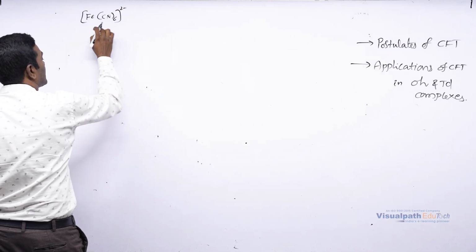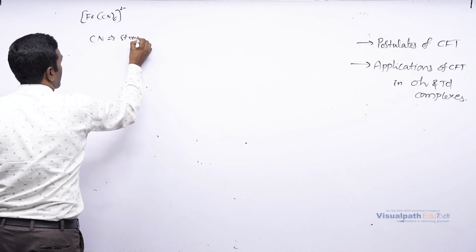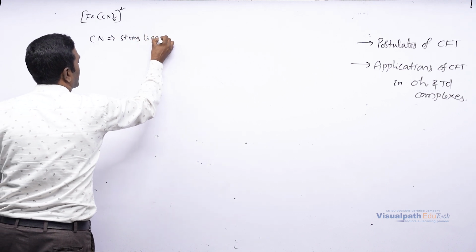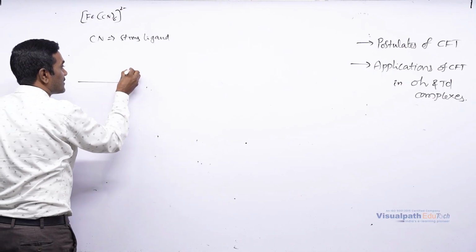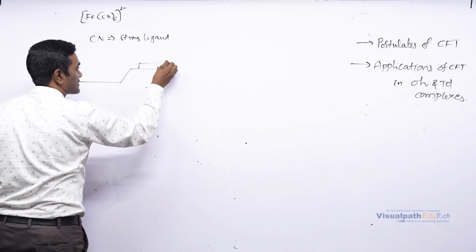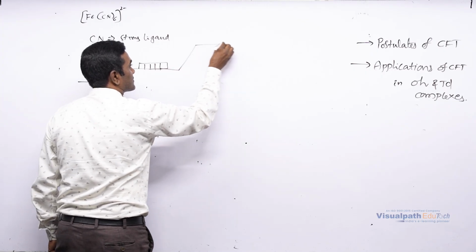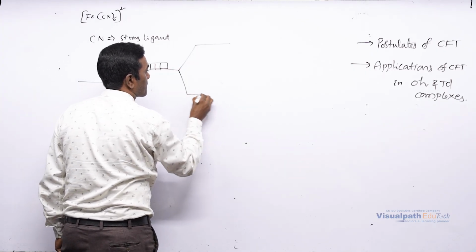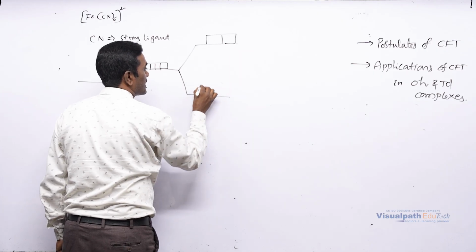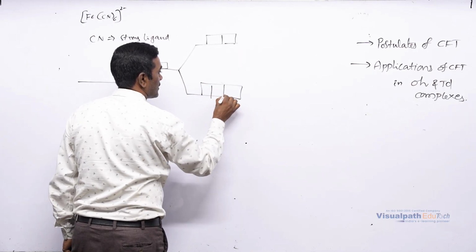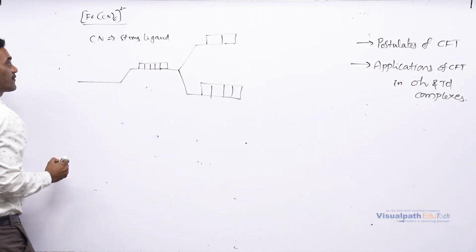I am going to take an example which I already told you, Fe(CN)6 2 minus. In this one, the cyanide is a strong ligand, and hence the splitting happens. This is the barycenter, in this way. Here it is going to be eg, here it's going to be t2g. So here the complex which I am going to take is Fe(CN)6.